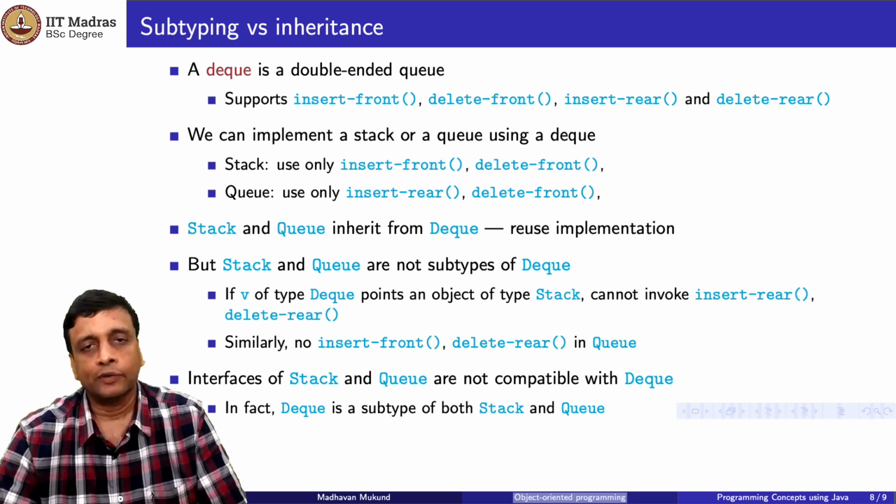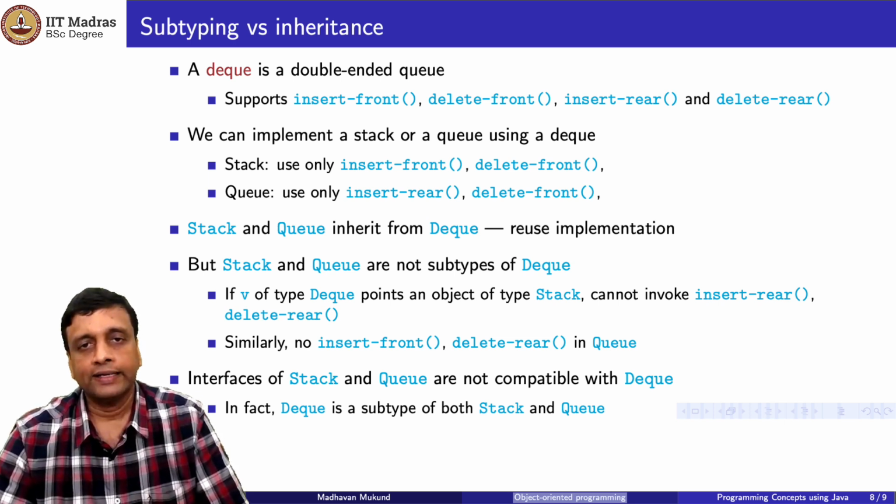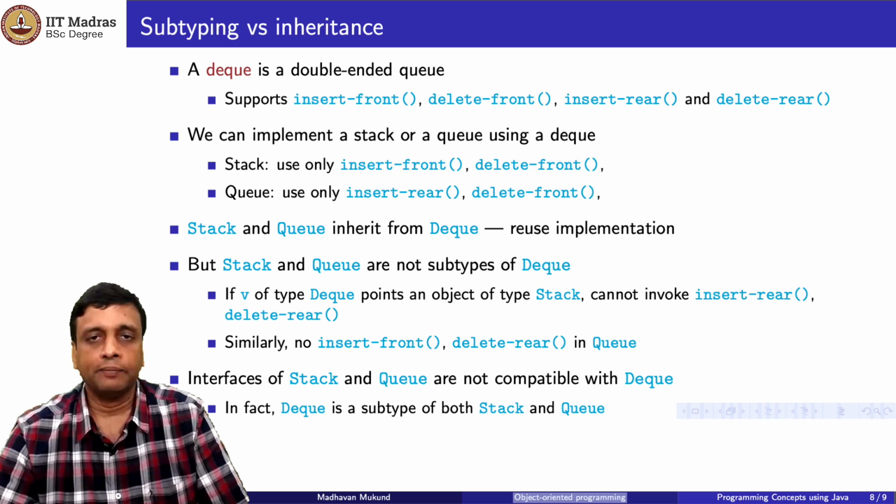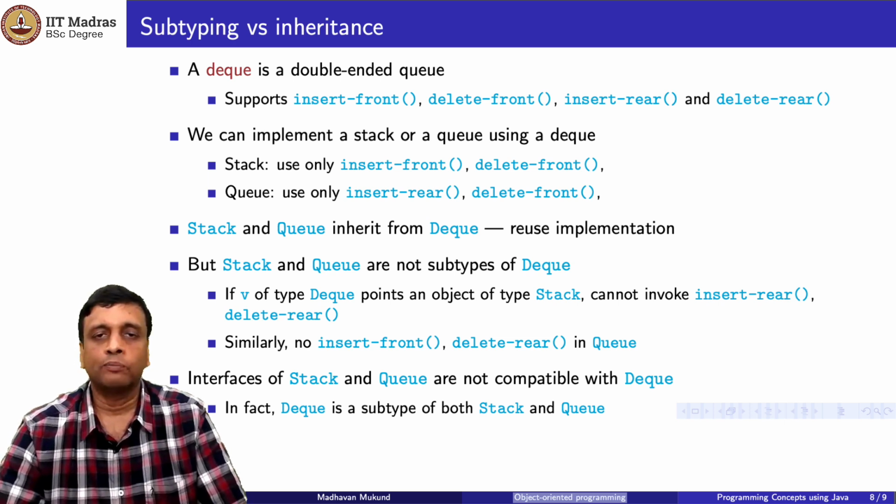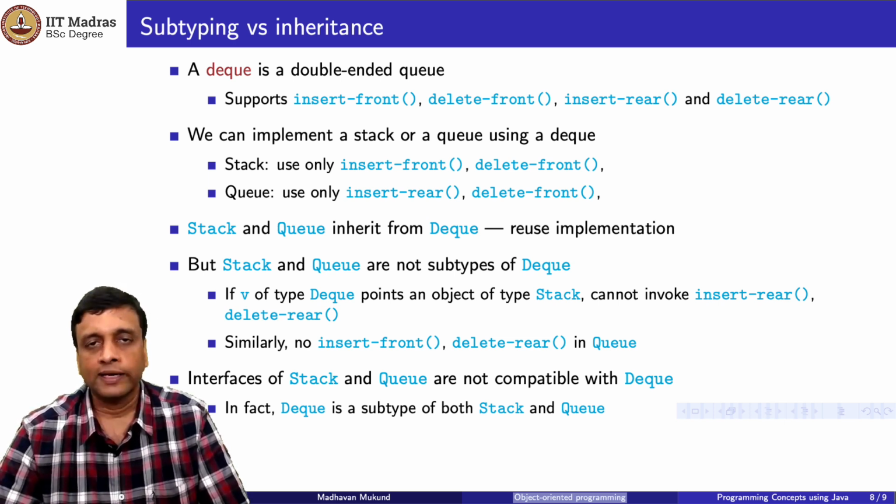So in fact, it's the other way around, right? Deck technically can be treated as a subtype because everything that a stack can do, a deck can do. The 2 functions on stack are both available in deck. The 2 functions in queue are both available in deck. So if at all there is a subtyping relation, it's the other way around. So this is the real difference between subtyping and inheritance. One is a question of whether you are reusing an implementation. The other is whether or not the interfaces are preserved.